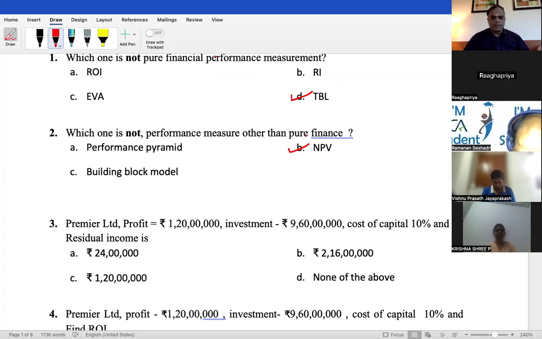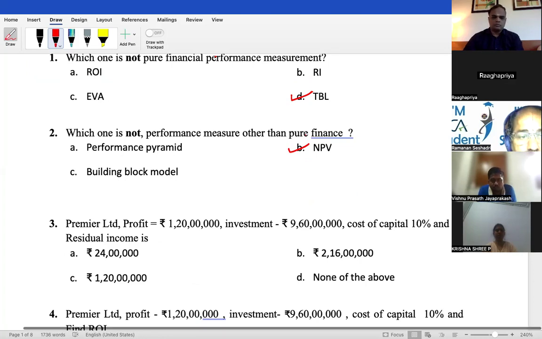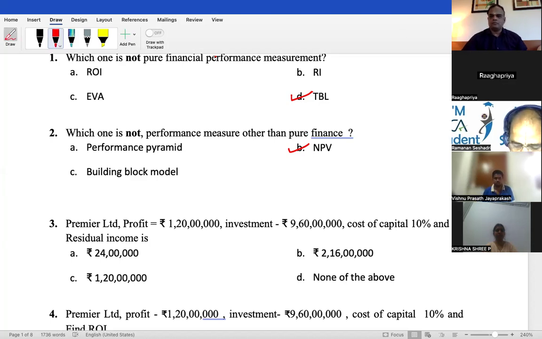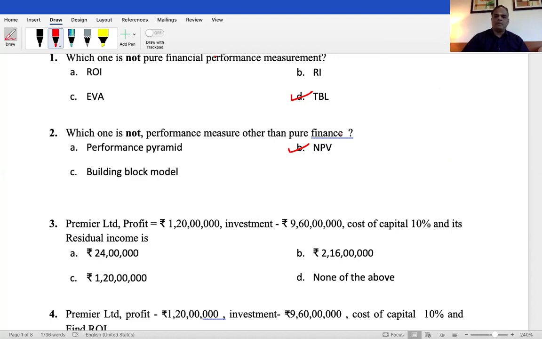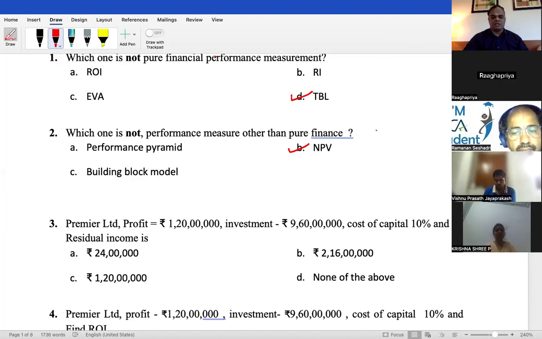Premier Limited, profit of rupees 1 crore 20 lakhs, investment 9 crore 60 lakhs, and cost of capital 10%, and its residual income is option A 24 lakhs, option B 2 crore 16 lakhs, option C 1 crore 20 lakhs, D none of the above. Profit 1,20,000. Investment 9,60,000, out of which cost of capital 10%. So 1,20,000 minus 10% of 9,60,000 is equal to how much? 24 lakhs. So option A is the correct answer.